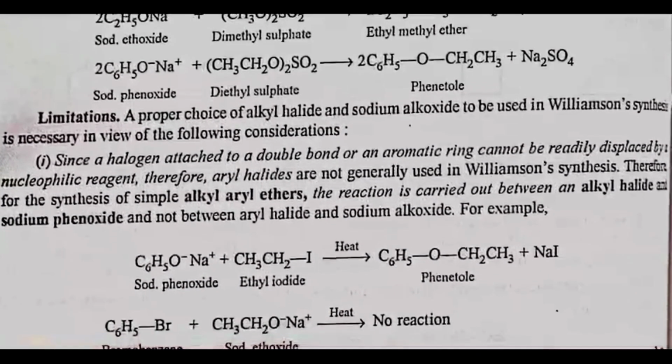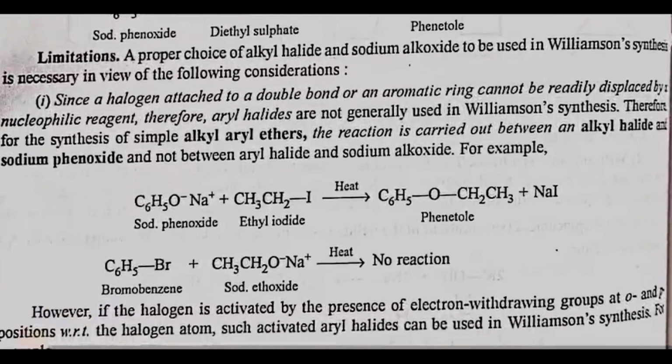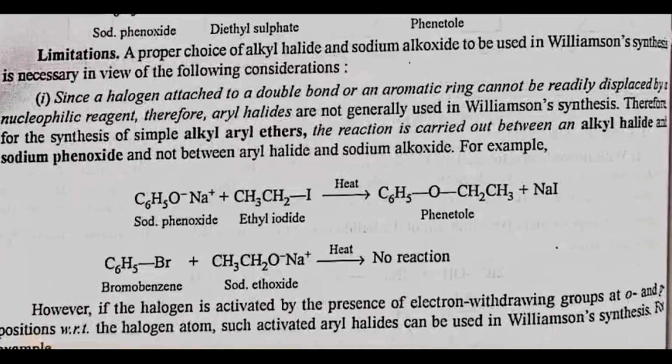Limitations. A proper choice of alkyl halide and sodium alkoxide to be used in Williamson's synthesis is necessary in view of the following considerations. First, since a halogen attached to a double bond or an aromatic ring cannot be readily displaced by a nucleophilic reagent, aryl halides are not generally used in Williamson synthesis. Therefore, for the synthesis of simple alkyl aryl ethers, the reaction is carried out between an alkyl halide and sodium phenoxide and not between aryl halide and sodium alkoxide.